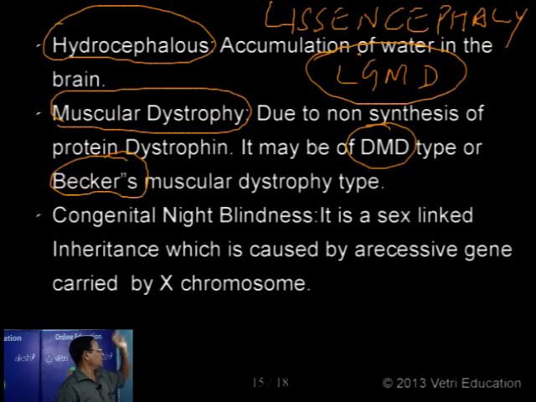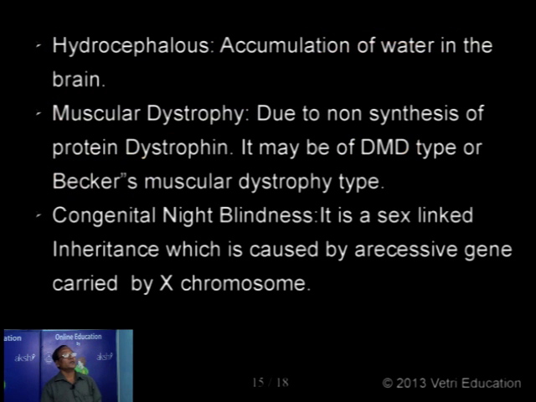Now the next one. Hydrocephalus is a type of congenital muscular dystrophy. Now congenital night blindness. Normally night blindness, or nyctalopia, is caused by the deficiency of vitamin A. Then it is called simple, normal night blindness. But in some cases, a recessive gene present on the X chromosome is also responsible for the development of night blindness. Such night blindness caused by a recessive gene on the X chromosome is called congenital night blindness. So unlike vitamin A deficiency night blindness, this is congenital, transmittable or heritable.